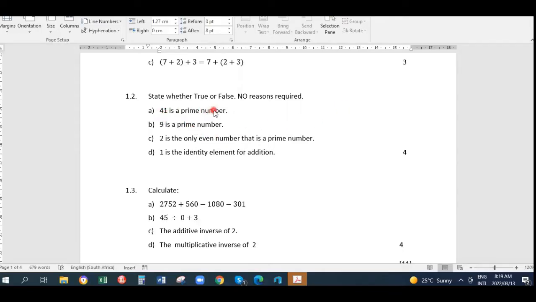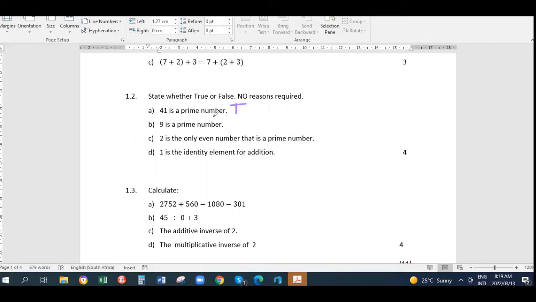41 is a prime number, as 41 has only two factors, 1 and 41. So a prime number is a number that has only two factors. So it's true, 41 is a prime number.